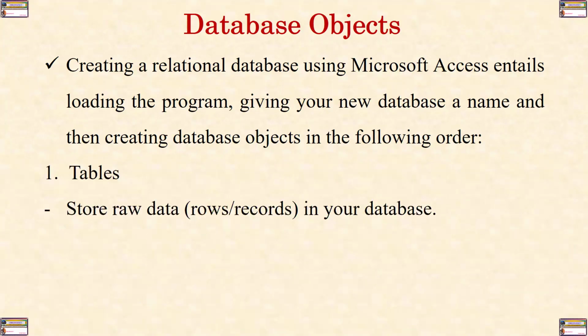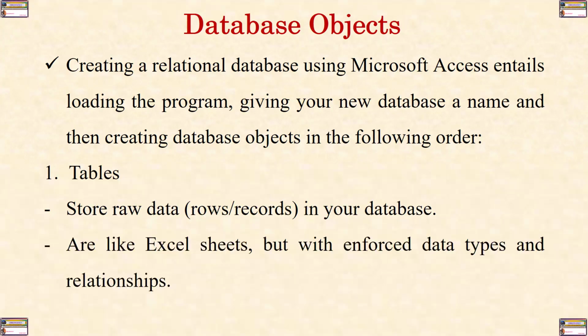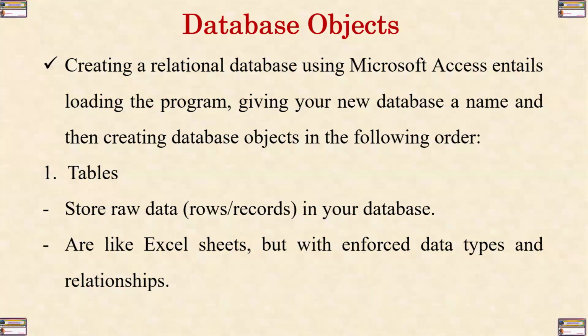These are the objects that store raw data in form of rows or records, and this is done by creating an object that we call a table, and we are going to see how we create this table in Microsoft Access. The format of the content in these tables resembles an Excel sheet, but with enforced data types and relationships.